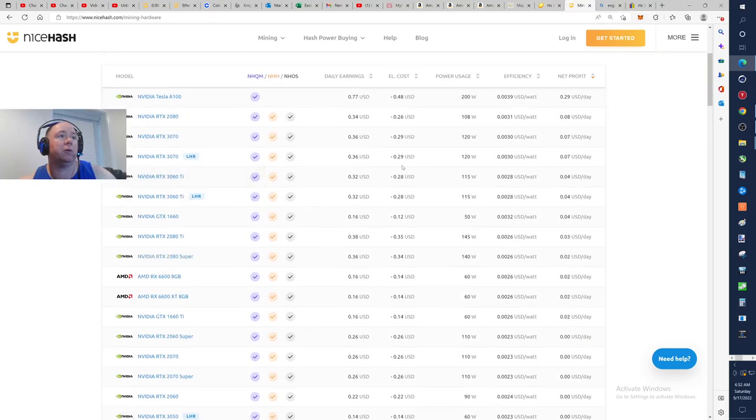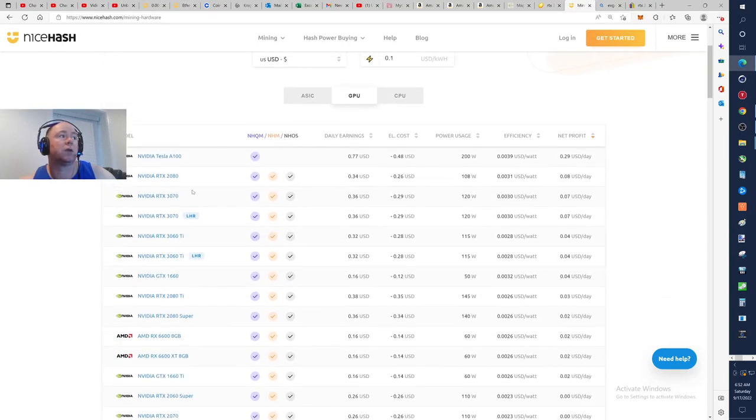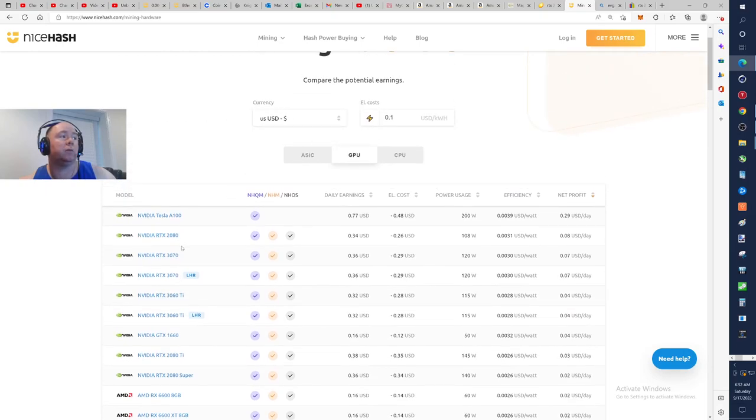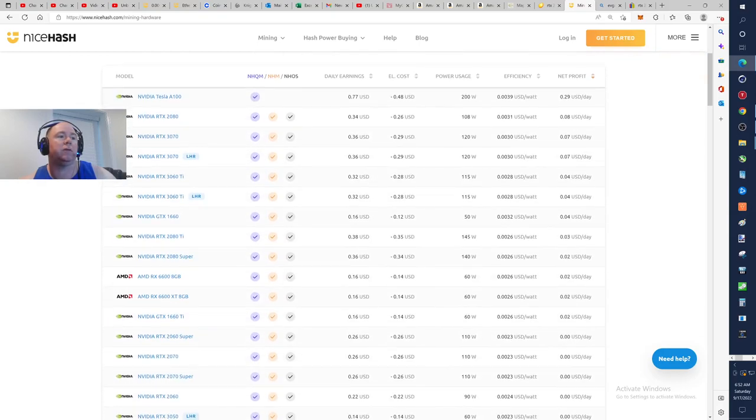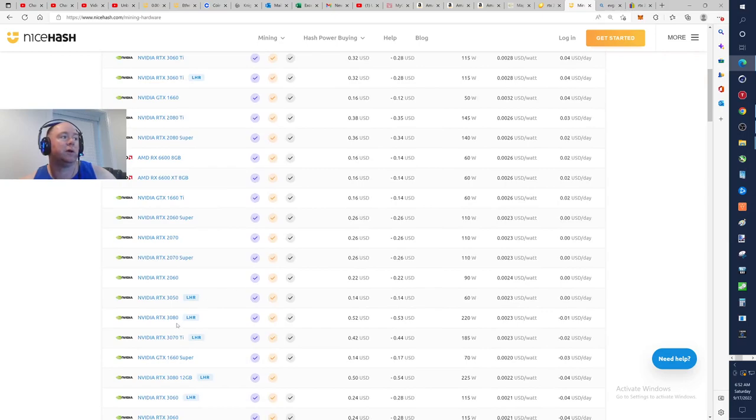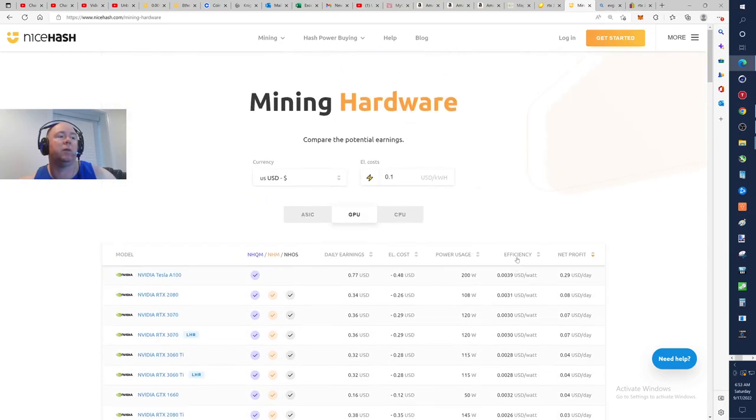It's absolutely terrible, folks. I don't even see where the 3090 went on here. But 2080, 8 cents after electric. So unless you have a solar farm, they have just absolutely crushed you. 3080 down here, negative 1 cent, so it's using more power. The best deal would be the ones that are the most efficient, and you can see there ain't a whole lot of them.